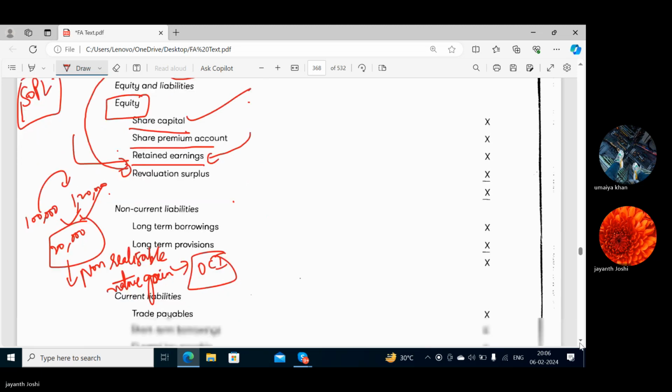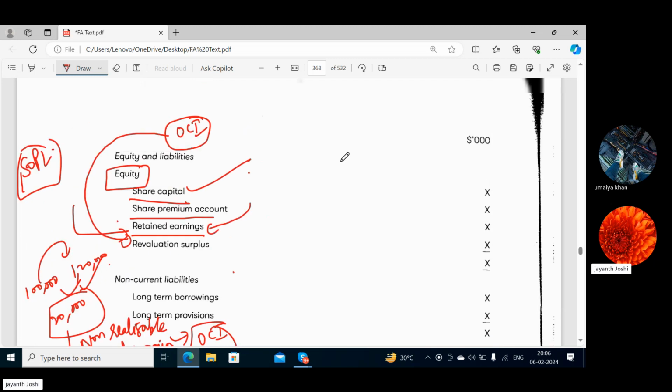Now, why will you be showing it under equity? Because all the gains that you have made you can utilize in the future for reinvestment purposes, or you have to show the shareholders that the assets the company holds belong to shareholders, and the value of those assets is increasing, and that's again a gain for shareholders.